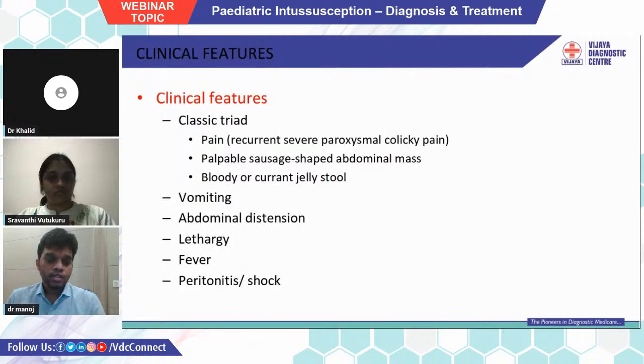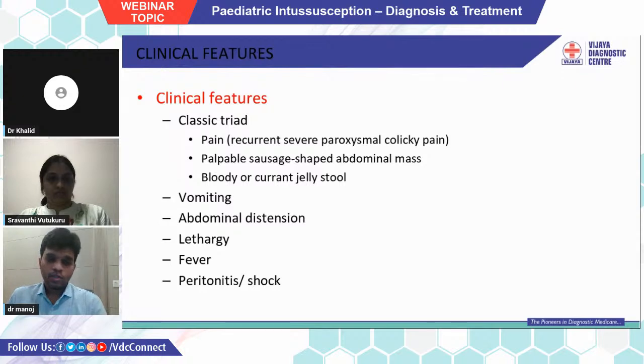Coming to the clinical features, the classical triad is pain, a palpable sausage-shaped abdominal mass, and a recurrent bloody or red currant jelly stool. The type of pain is a recurrent, severe, paroxysmal, colicky pain, with the child being relatively normal in between the episodes of pain, at least during the initial part of the illness.